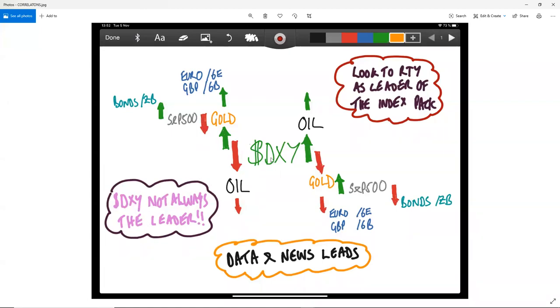So it doesn't always lead the dollar, but I like it to lead. Also look at RTY as the lead of the index pack as well. Just lately though, NQ's been taking over that role because we've had some really good earnings. But normally RTY will lead that. Also, the economic calendar is your Bible. You should have that open every single day. That data and news does lead. You do not want to be in a trade, any trade, long or short, when you're going into large data, okay? You can trade around the data, but going into that data with a trade open, you're setting yourself up to fail.